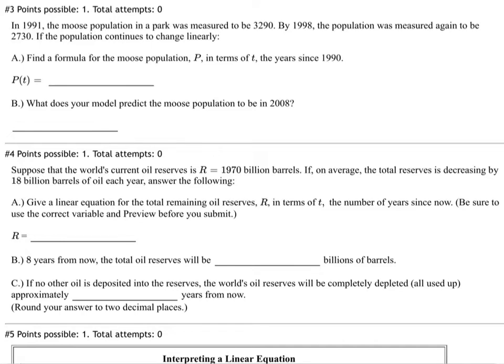In 1991, the moose population in the park was measured to be 3290. By 1998, the population was measured again to be 2730. As the population continues to change linearly, straight line, right? Find a formula for the moose population in terms of T, the years since 1990. It's the same thing again, isn't it? But let's be a little careful. It's really the same thing again, but let's make sure we honor that last phrase, years since 1990.